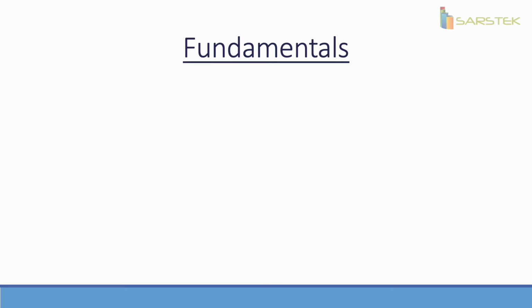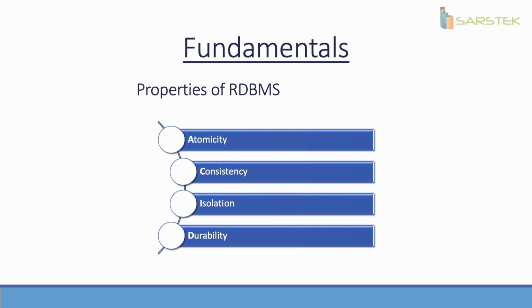Now we will try to understand what the properties of RDBMS are. Basically RDBMS has 4 important properties, or we can say these 4 properties must be in the RDBMS. Any structured database that follows the RDBMS must impose these 4 properties. So what are they? The first one is atomicity. Atomicity means it guarantees that a transaction either succeeds or not.